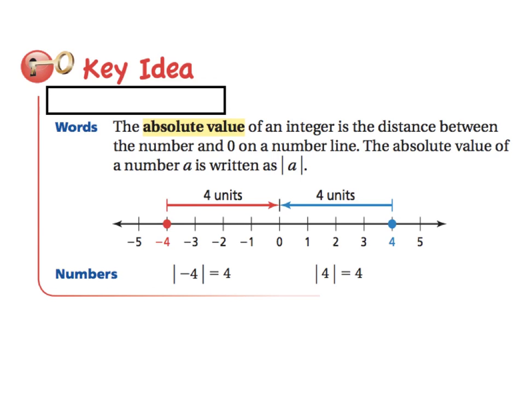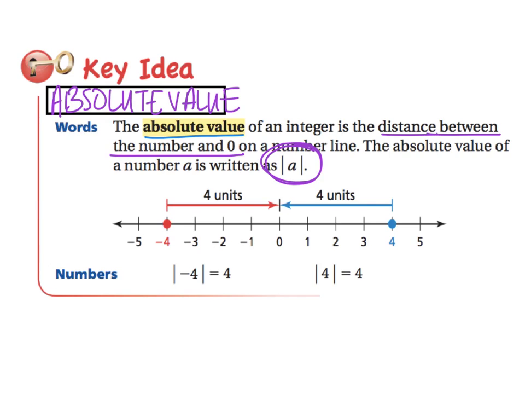We also have to think about another idea. Our next idea is right here, absolute value. So in our box we can write absolute value. And absolute value is very important, and it's kind of cool. The absolute value of an integer is the distance between the number and 0 on a number line. So it's the distance between the number and 0. The absolute value is written with those 2 straight lines around it.